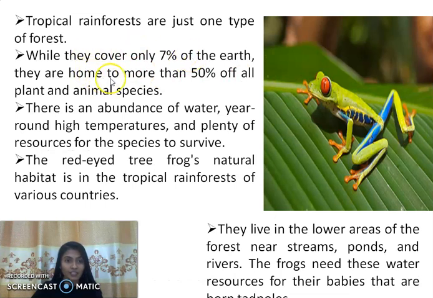See, these are the examples of the tropical. As I told you, many different types of forest are there. So here the example is the tropical rainforest, one type of forest. And an example of the animals found in the tropical rainforest is the red-eye tree frog. See, this is the red-eye tree frog. And that is also found near the streams, ponds, and rivers. So from this we can say that it is an area where precipitation is observed. Abundance of water is there, so the plants or the species have plenty of the resources that they can survive on, right?